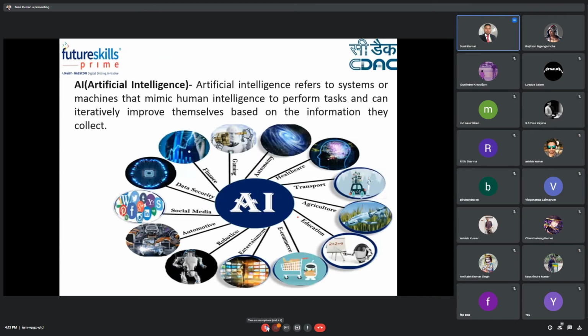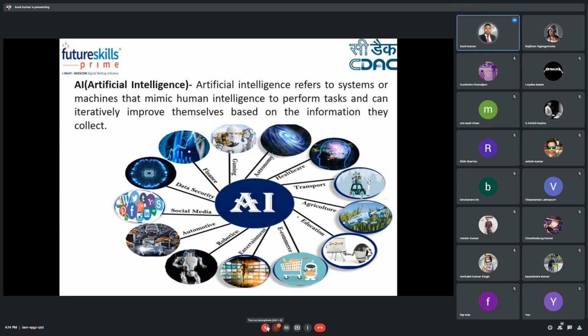Artificial intelligence. What is AI? Can anyone tell me what AI is? Any idea? Sir, the ability of machines to make decisions on their own through analysis. Yes. Basically, a machine that can take decisions like human beings through analysis is known as artificial intelligence. In today's time, there are a few kinds of machines.